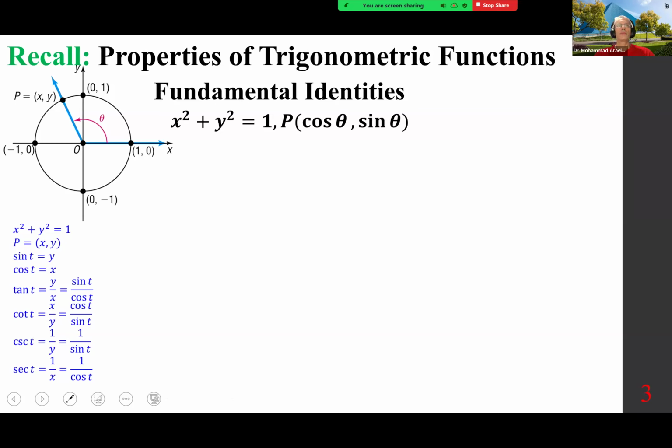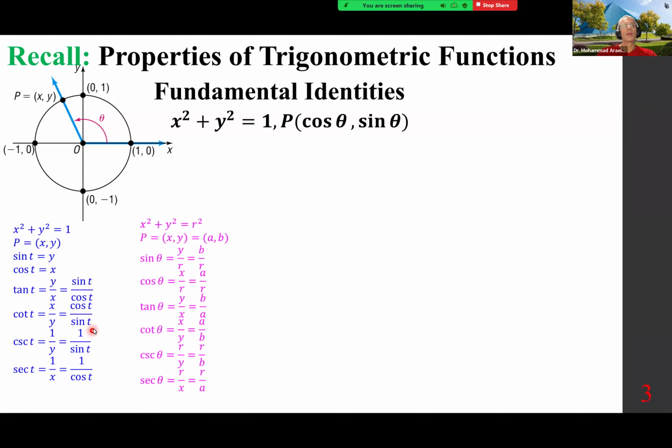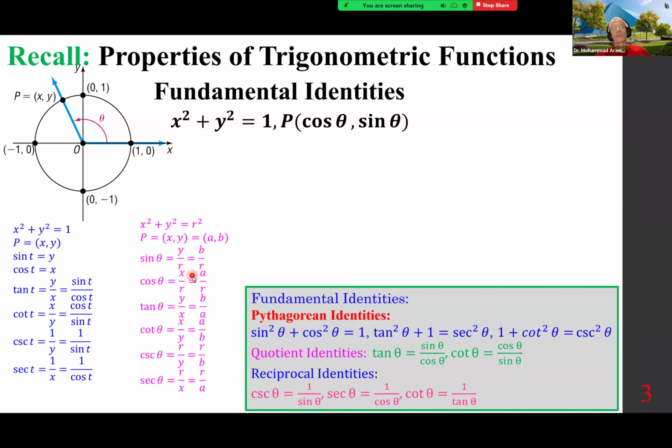Again, reminding you of the properties of trigs, such as the unit circle, x squared plus y squared equals 1, and a point having coordinates x and y. X represents the cosine, y represents the sine, tangent is y over x, and the rest of them are reciprocals. If you have a radius r in general, x squared plus y squared equals r squared, so sine is y over r, cosine is x over r, and the rest of them.